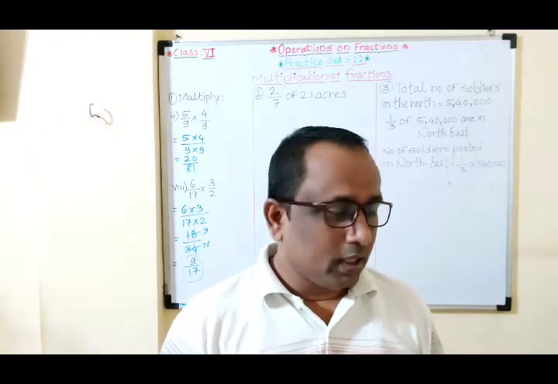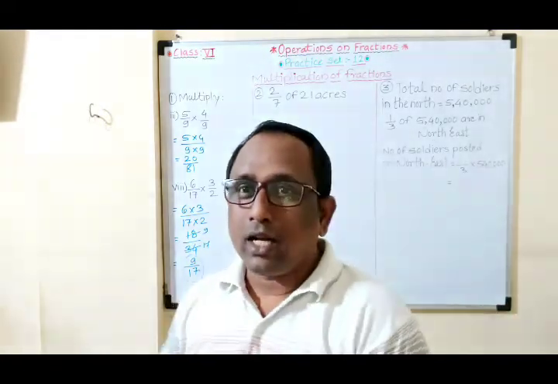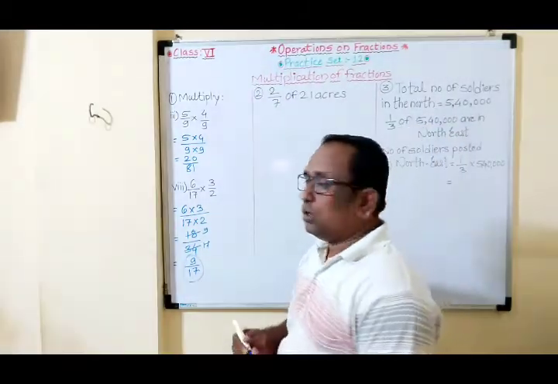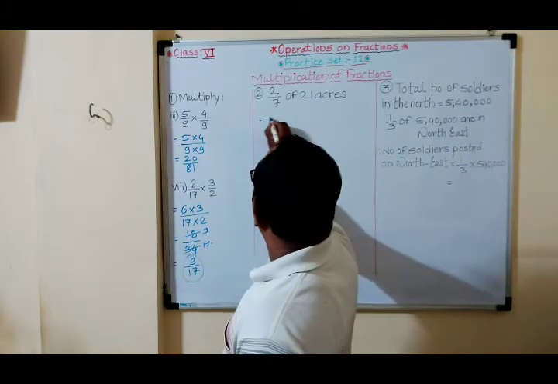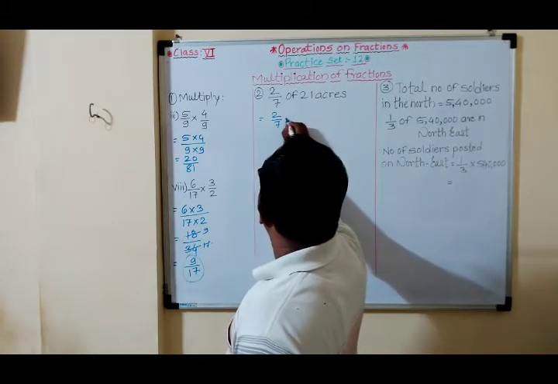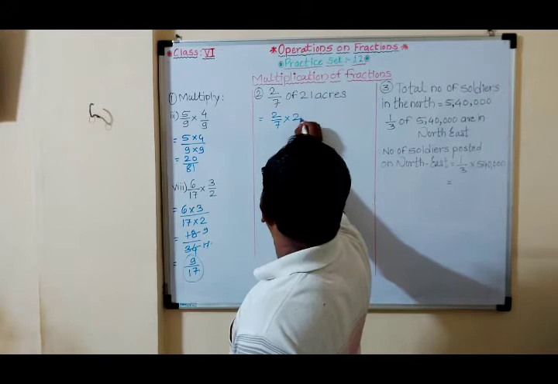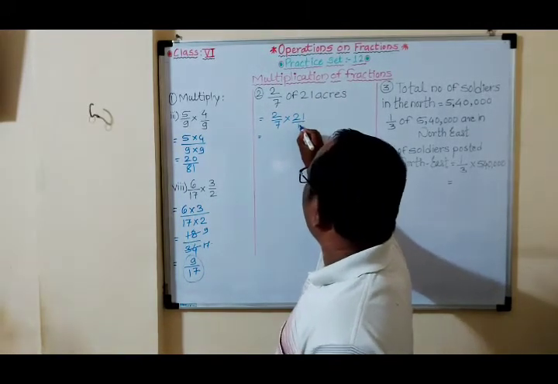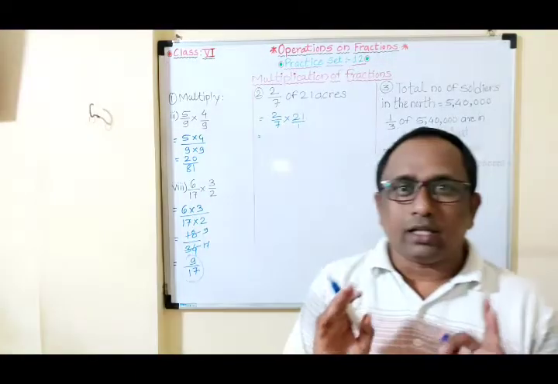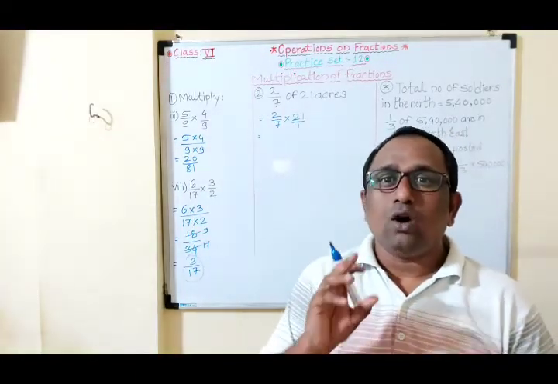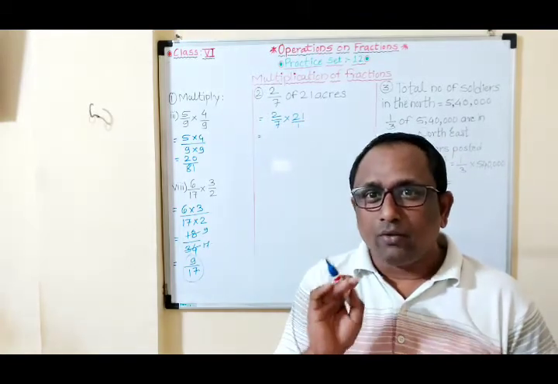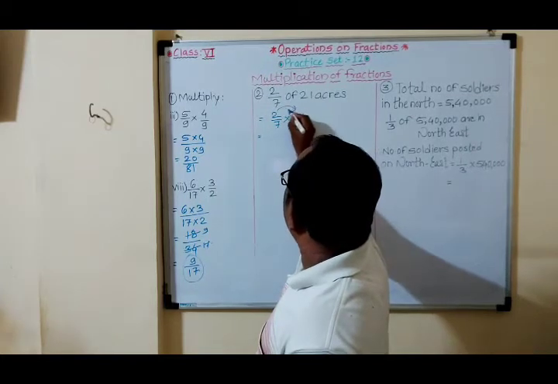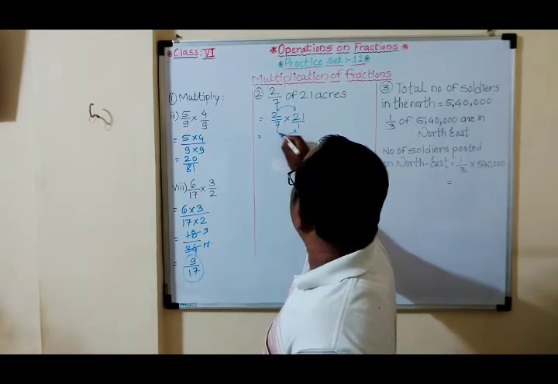Okay, so just see, in the previous class you learned 2 upon 7 of 21 acres. Okay, so here 2 upon 7 of 21 acres means multiply. Okay, so actually here students, when there is nothing, when only one single number or whole number is there, there is always a denominator 1. Okay, so as I told you, you have to multiply numerator to numerator and denominator to denominator.